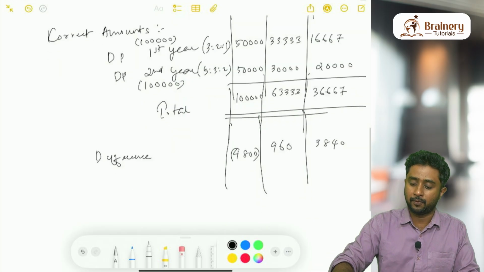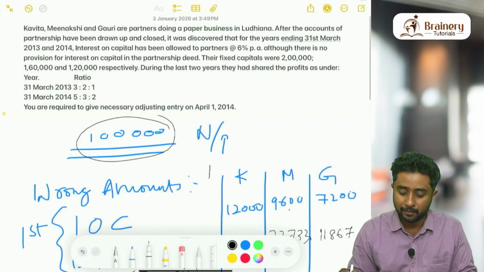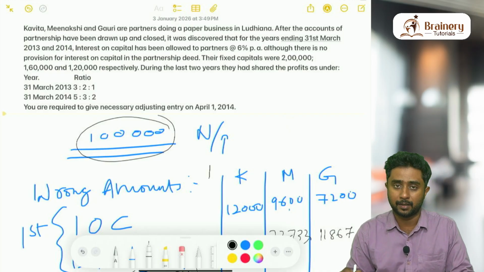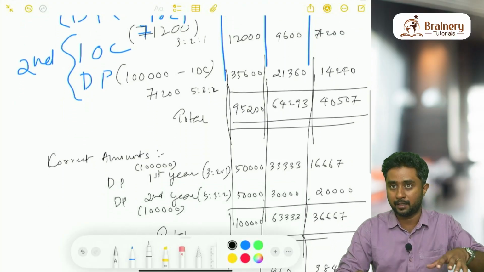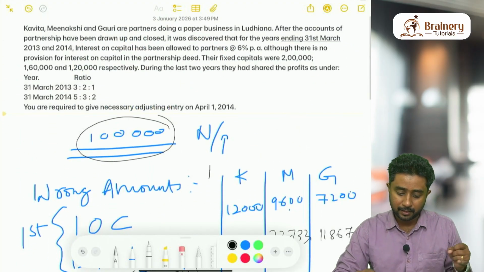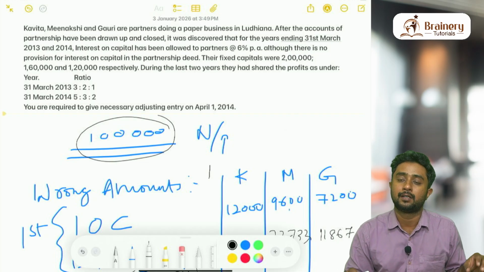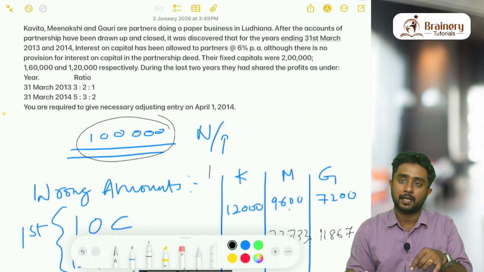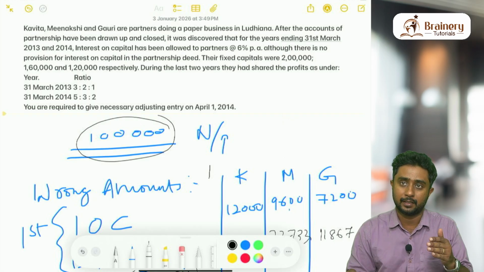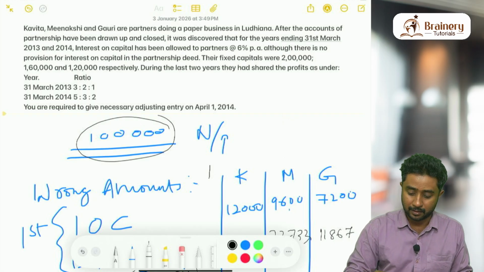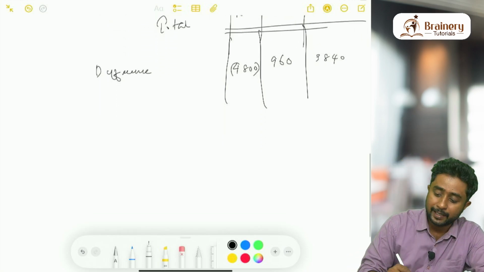So what was the entry for this question? The question: you are required to give the necessary journal entry, adjustment entry or adjusting entry on 1st April 2014. That means, as you can see, 31st March 2014 and 31st March 2013 is where we committed the errors. Now it is 1st April 2014. So on the first day of 2014, we are going to rectify these errors. Basically, it is called past adjustment. So the entry will be like this.